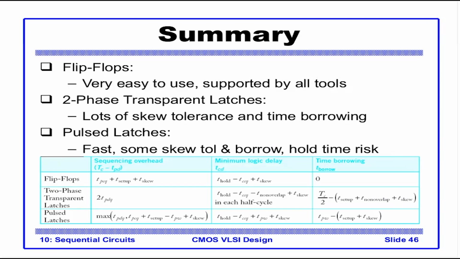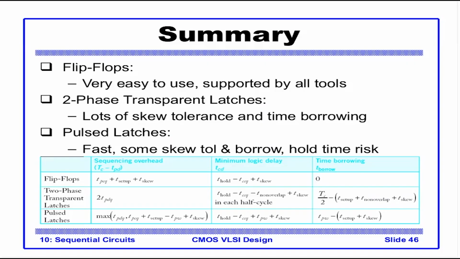So this is the end of this section. Let's summarize what we learned. We saw the design of the two basic sequencing elements, the latches and the flip flops. Flip flops are very easy to use. They are supported by all tools. We saw the three sequencing schemes: flip flops, two-phase transparent latches, and pulse latches.